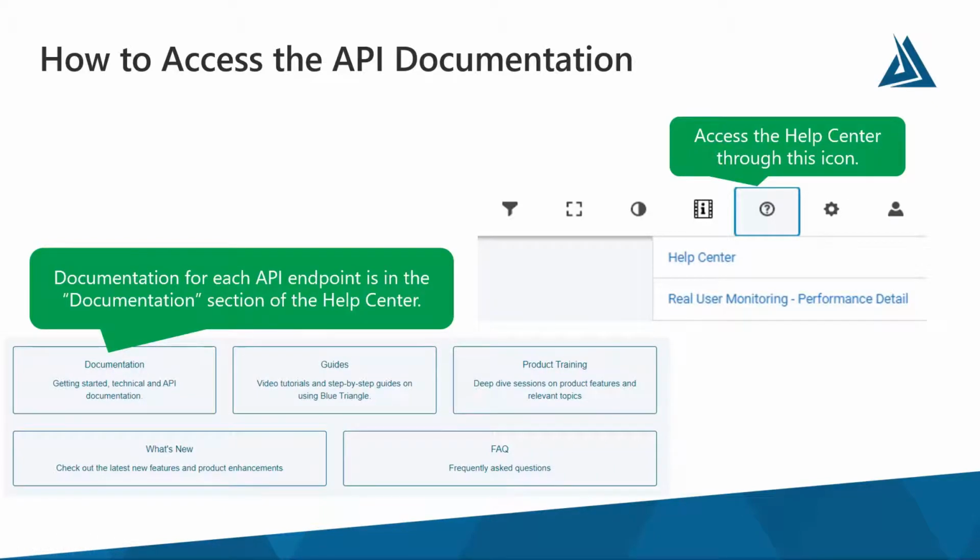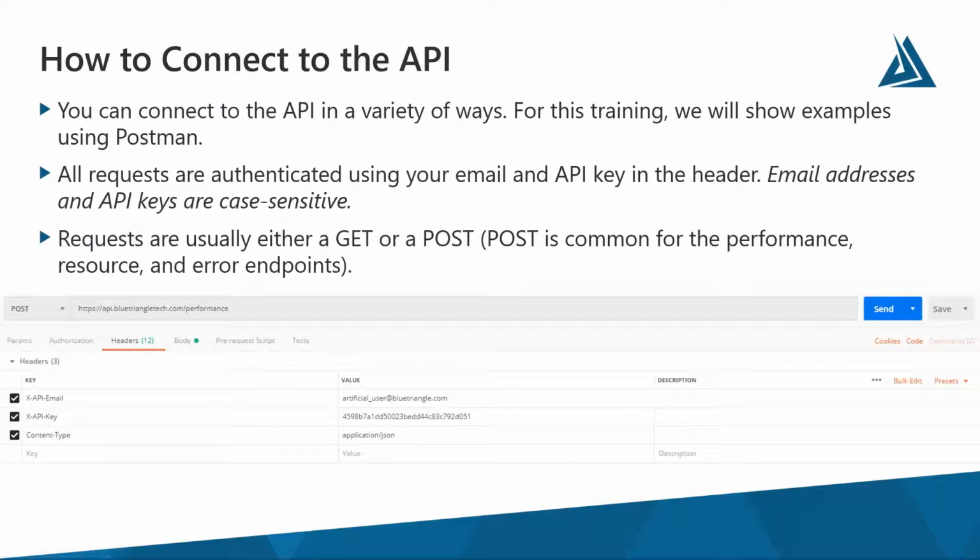All right. So how do you connect to the API? There's a variety of ways to do it, but for this training, we're going to be showing you examples in Postman. We found this is the easiest tool to use, but certainly you can connect to the API with any programming language, curl, Python, really anything that can request and receive HTTP messages.